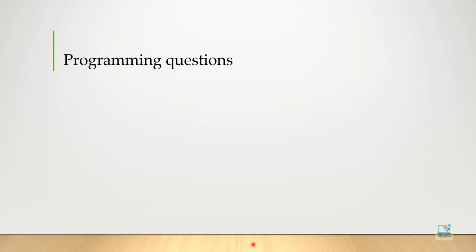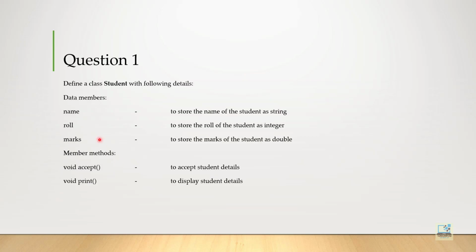Now let's start programming questions. First question: define a class student with the following details, data members and member methods. In object-oriented programming, in classes and objects, when we are doing any program, a proper structure is always given. The question follows a structure and you have to write the program in the same way.